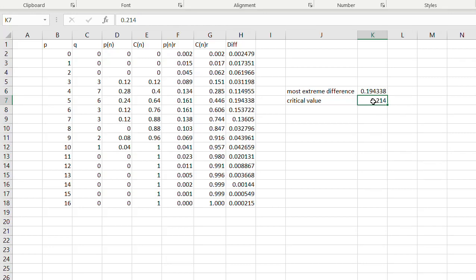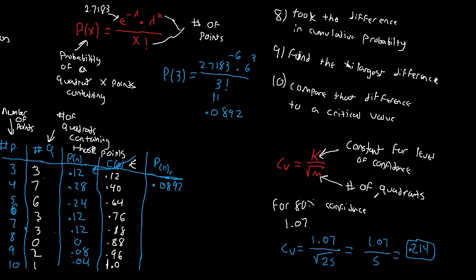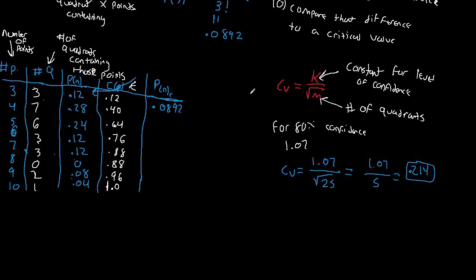Right, so we have our most extreme difference and we have our critical value. So there are two scenarios. The first scenario is that the extreme difference is larger than the critical value. That means that your result is statistically significant. If your extreme value is less than the critical value, that means that your result is not significant. So in this case, our extreme value is less than our critical value, which means that the results of this analysis are that the distribution is not statistically significantly different from random.